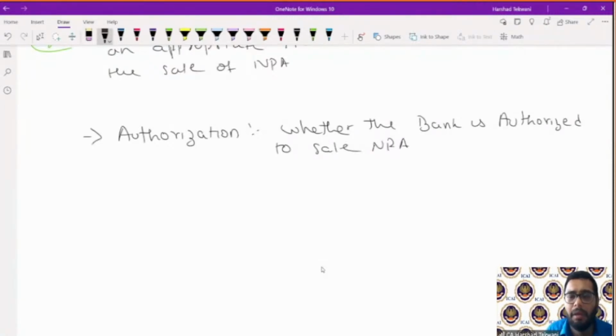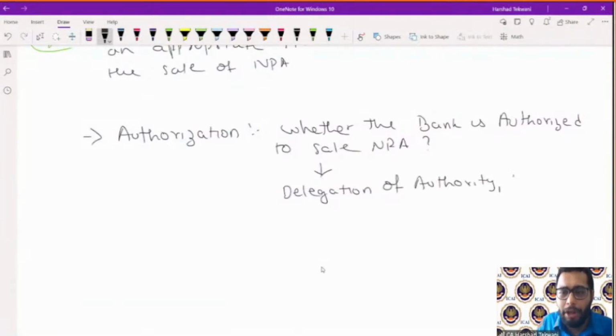Now, how will you verify the authorization? Whether the bank is authorized, this is a question. You ask the question, then you find out the answer to the question. That is your audit procedure. Authorization: whether the bank is authorized to sell the NPA, and how will you identify this? Authorization comes from delegation of authority, policy of bank, procedures, or RBI guidelines.